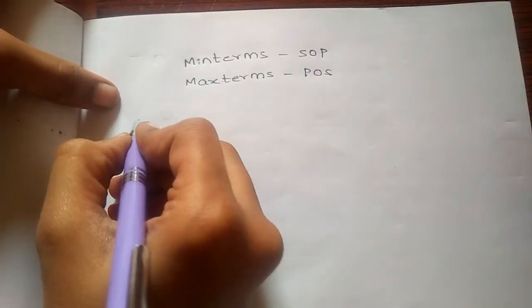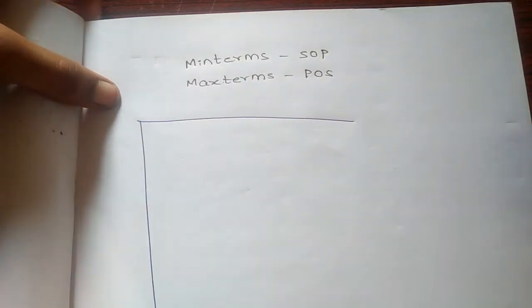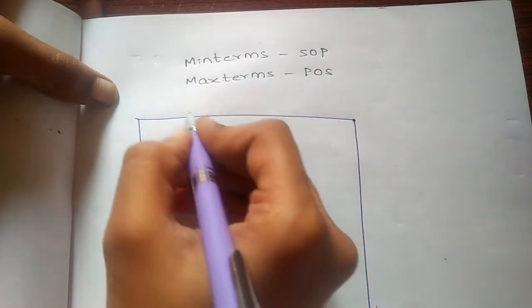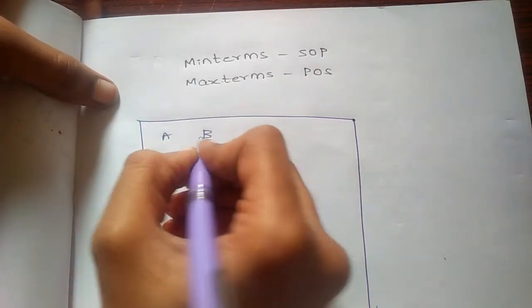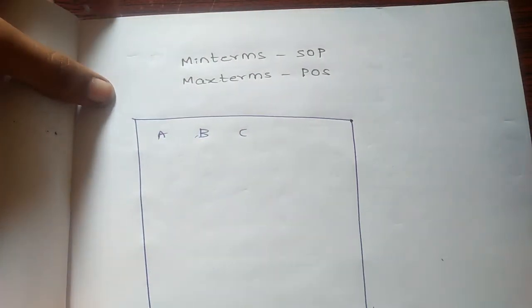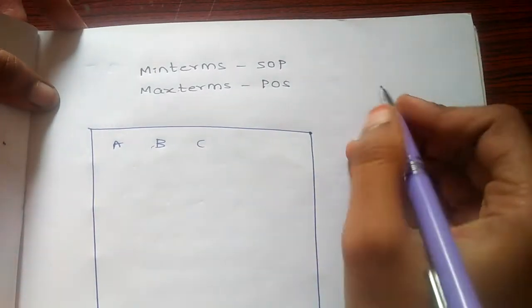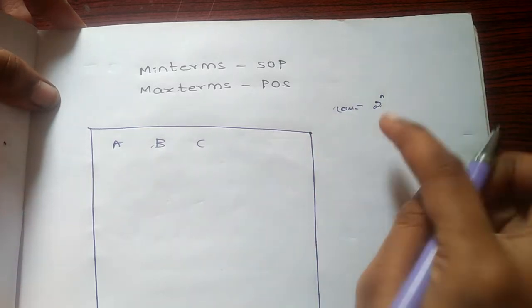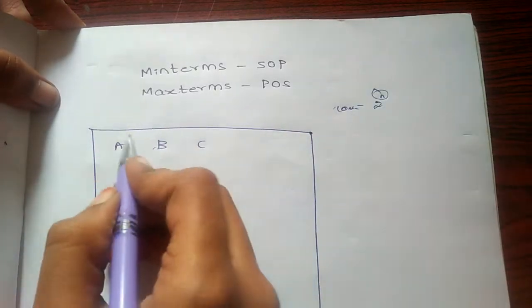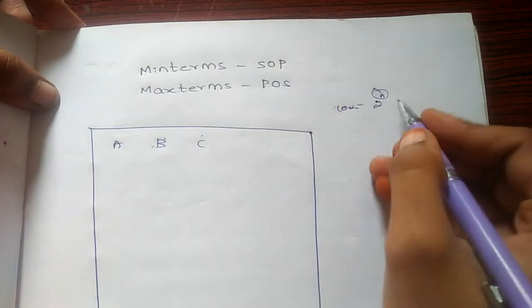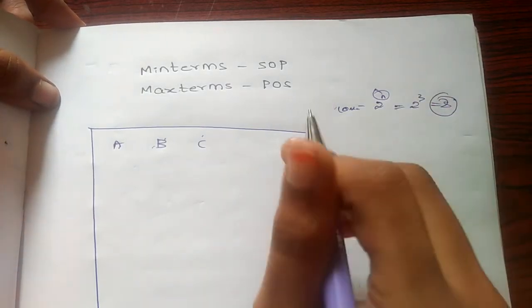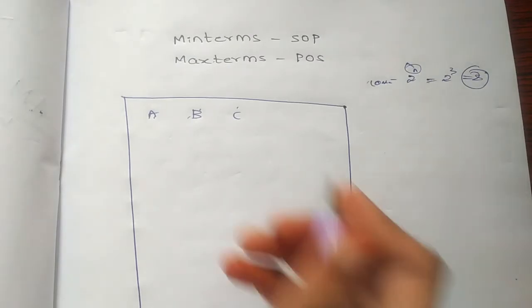For example, I have a truth table with three inputs A, B, C. If there are three inputs, we get 8 combinations, isn't it? 2 power n combinations, where n is 3 variables: 1, 2, 3. So 2 power 3 is equal to 8. So we get 8 combinations of input.